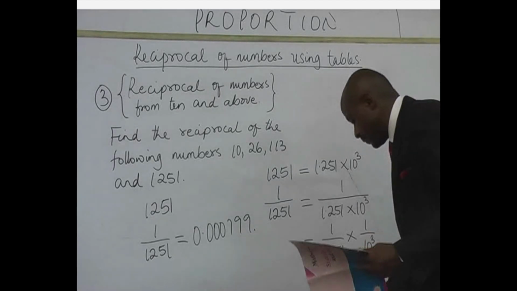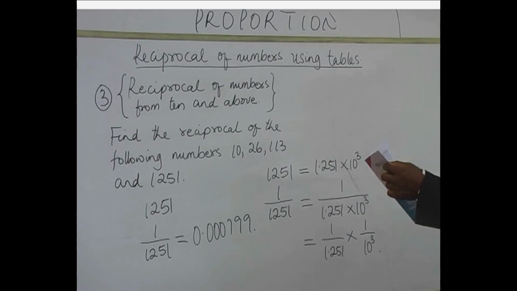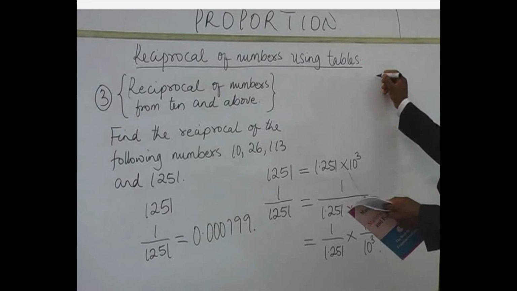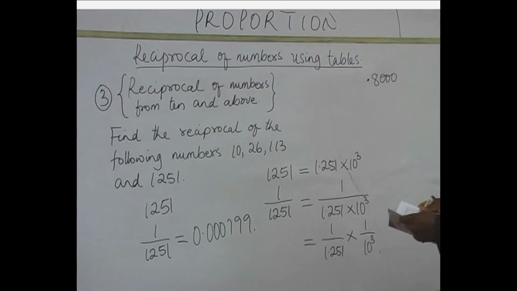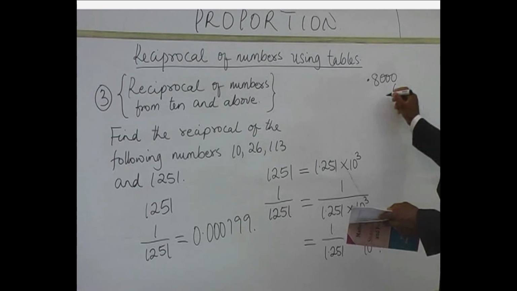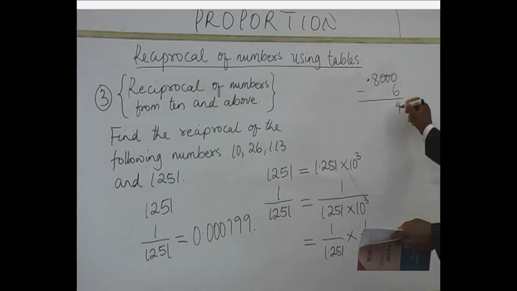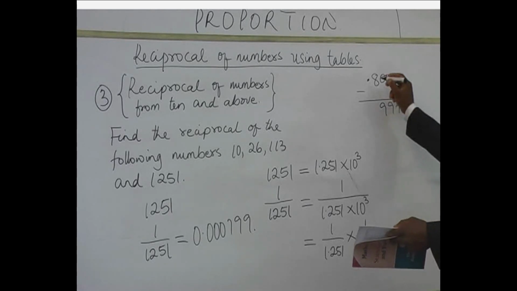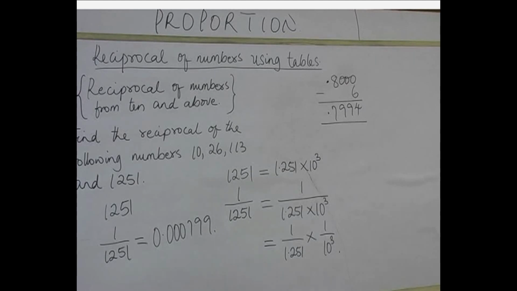Now get your 4-figure table. Look for 12 under 5 difference 1. 12 under 5 is giving us 8,000. So write 8,000. Remember, you have a decimal point here. Then difference 1. 12 under 5 difference 1 is giving us 6. So we're going to subtract 6 from this. Go to 1 from here, shift it, and get to this place. This is 10. 10 minus 6 is 4. This will remain 9. This will remain 9. And this will remain 7. Put your point.